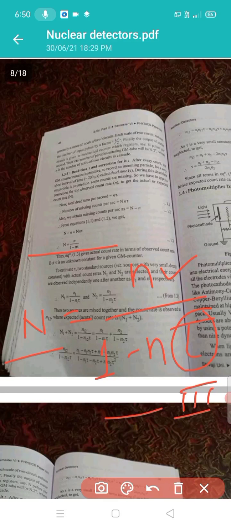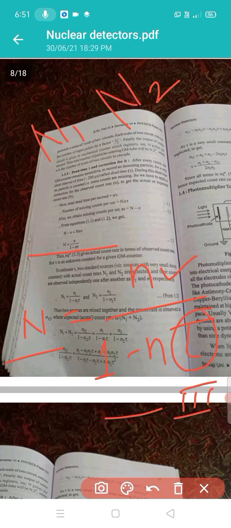To estimate the dead time, two standard sources with a very small decay constant and actual count rates capital N1 and capital N2 are selected, and their count rates are observed independently one after another, that is small n1 and small n2 respectively. So to calculate the dead time we use two standard sources, and their actual count rates are capital N1 and capital N2.